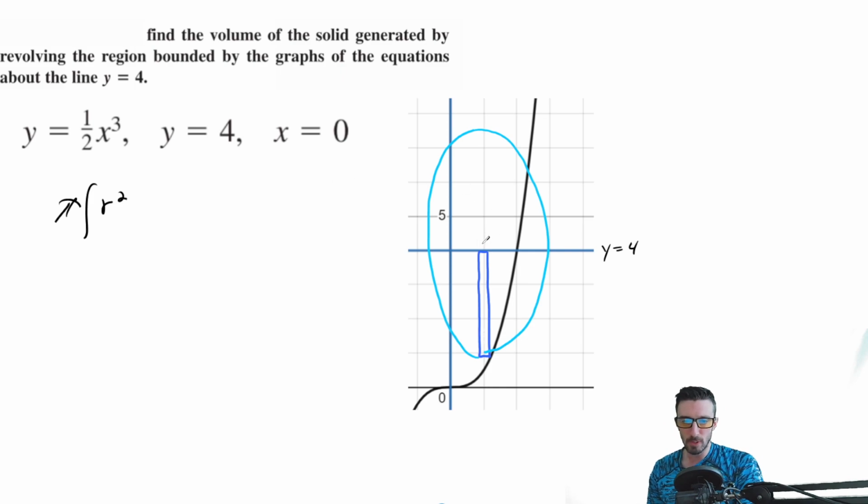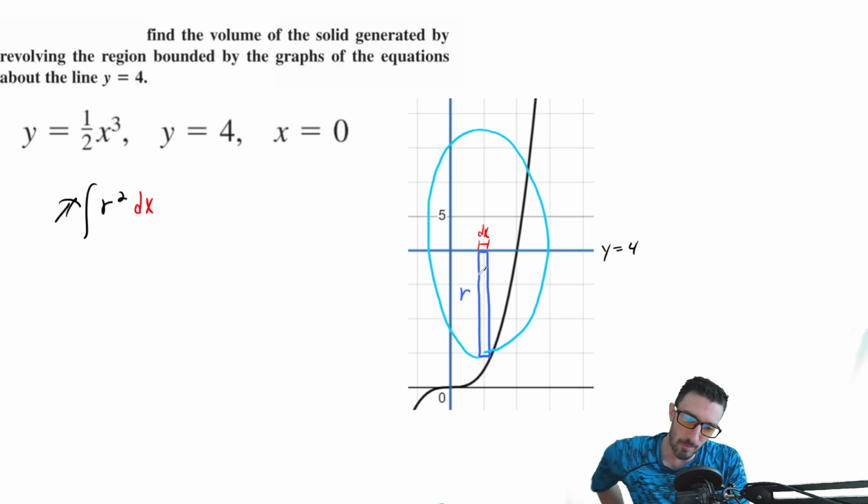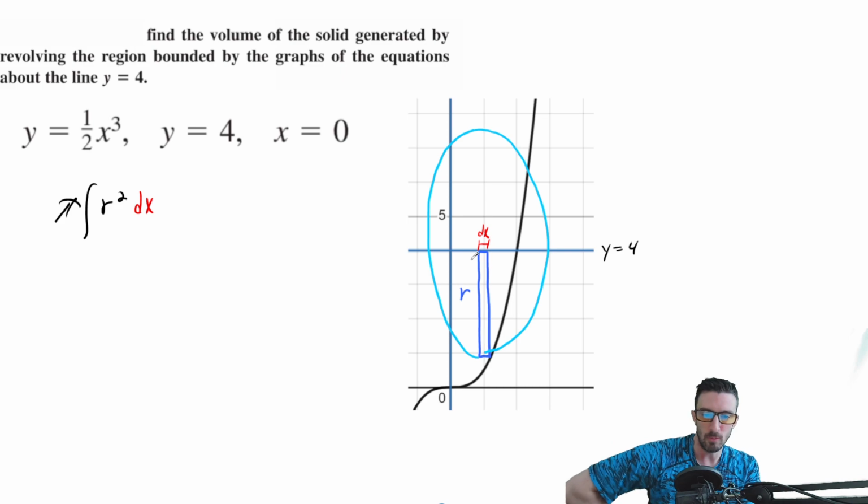Now, what kind of thickness do we have here? We have a horizontal thickness, so that's a dx. So dx goes at the end of that. And what would the radius be? What would the radius of that circle be? Well, it's the same as the length of that rectangle. And the way you get lengths of rectangles, if they're vertical, is you take whatever their y coordinates are.